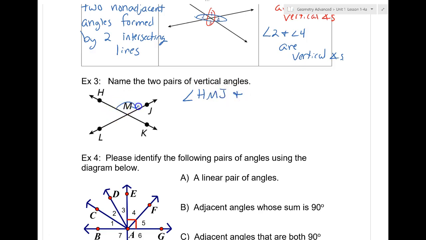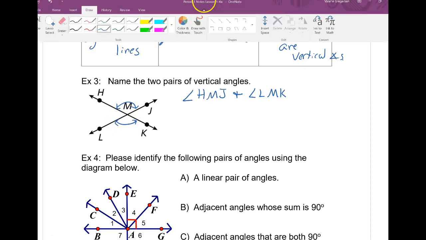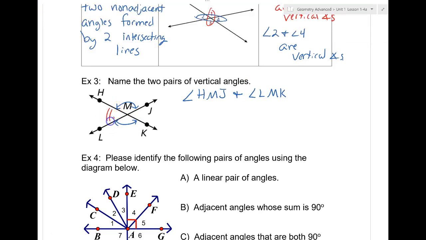Now, if I'm talking about angle HMJ, what is its vertical angle pair? Which one goes with it? Hannah. Yeah, angle LMK. Awesome. So these two are the ones that are going to go together. All right, well, guys, what's left for the other pair then? Yeah, angle HML and angle JMK. They're going to be the ones that go together.